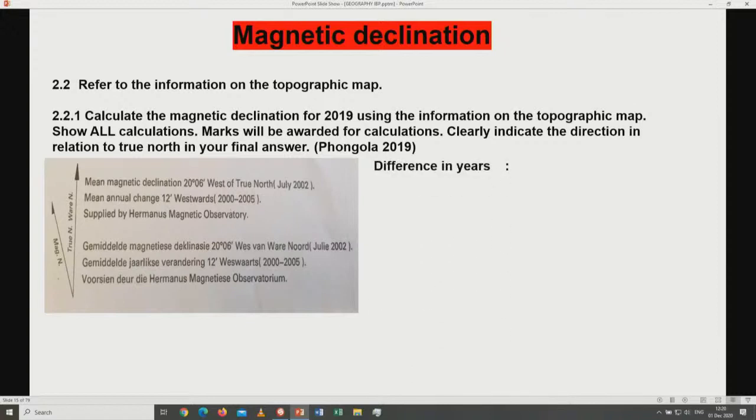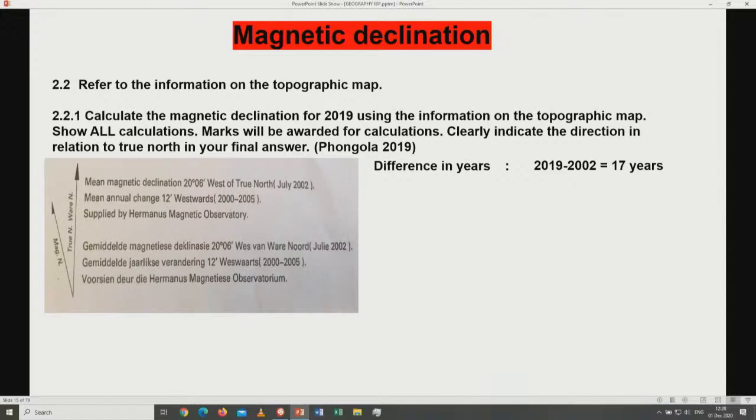Alright, so the first thing that we do, of course, I'm going through your calculation now, grade 12, with me. Please follow me closely. The first thing, difference in years. Because this calculation was actually done last year, you say 2019 minus 2002 and you get 17 years.